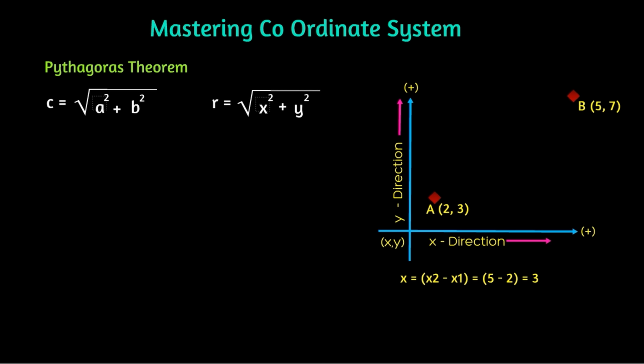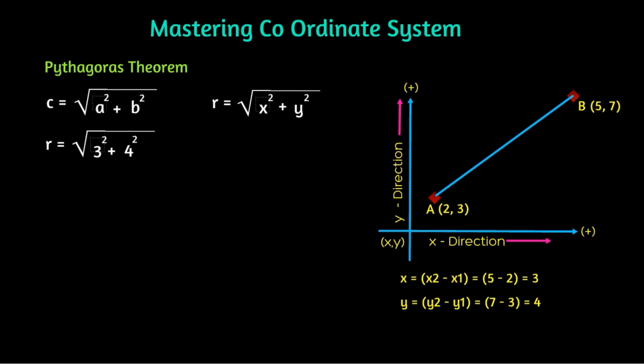Now, x equals x2 minus x1, that is 5 minus 2, that means x equals 3. Similarly, y equals y2 minus y1, that is 7 minus 3, that means y equals 4. Now the distance between point A and B equals square root of 3 squared plus 4 squared, that is square root of 9 plus 16, that is square root of 25, that is 5. This means the polar distance between point A and B is 5.